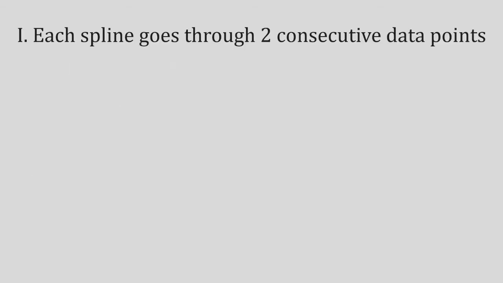Now, in quadratic spline interpolation, there are conditions. So we have the first one: each spline goes through 2 consecutive data points. So again, let's plot the code. Okay. So that's our data points.